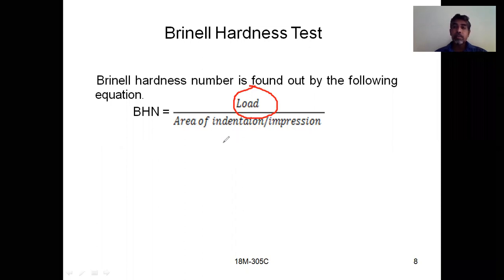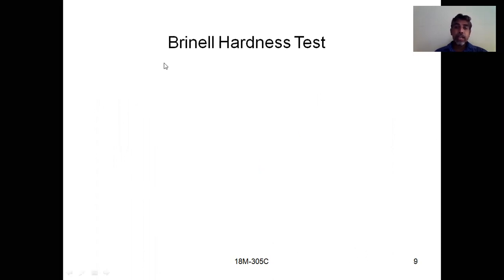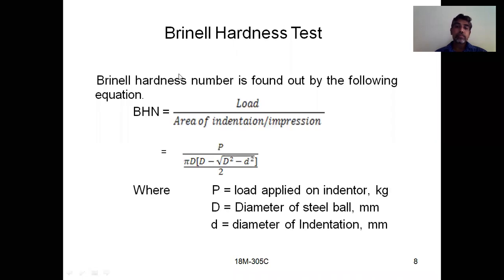So how will the formula look? So this is the formula we are having. See this one. See, P is the load applied. So BHN, Brinell hardness number, is equal to, the general formula is load by area of indentation. So how much load you are applying and how much area of indentation you are getting. So how to find out the area of indentation? Load is nothing but P here.